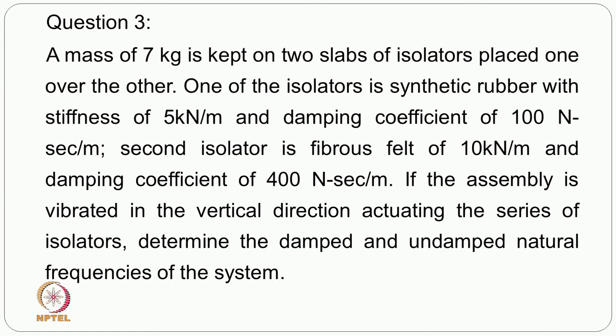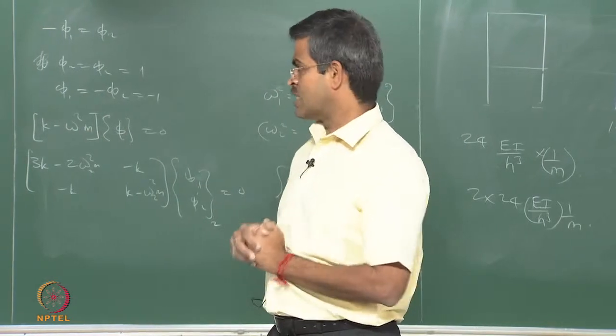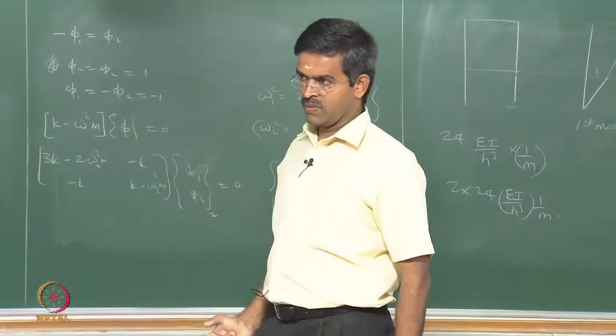The third question is again a mass of 7 kg kept on 2 slabs of isolators. One is a synthetic rubber, stiffness is so much, damping coefficient so much. The second is a fibrous felt, stiffness so much, damping so much. We are trying to work out a relative displacement with these two. So, if the assembly is vibrated in the vertical direction actuating the series isolators, determine the damped and undamped frequencies.